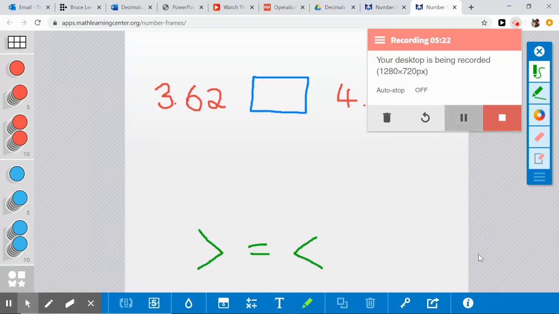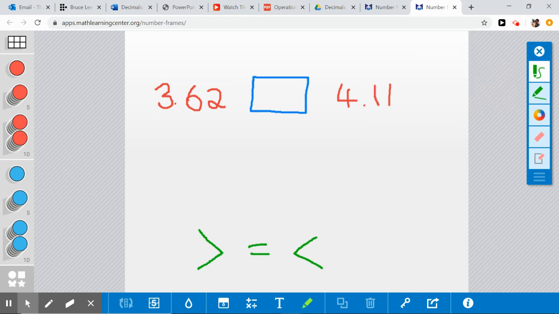You won't always have place value counters to help you. They're there if you want them, but some of you might not want to use place value counters. An example question that you might have today is this: 3.62 and 4.11. And you have to put a symbol in this blue box. So would you put this symbol, or this symbol? Give you 5 seconds to think.